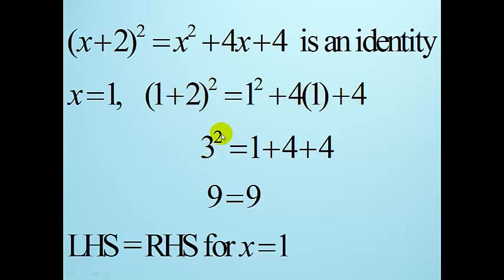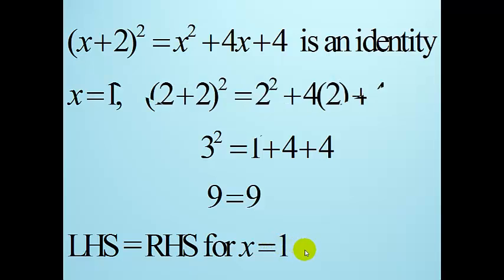So we have 3 squared on the left hand side, and 3 squared is equal to 9. Now 1 squared equals 1. 4 times 1 equals 4, plus 4. So 1 plus 4 plus 4 is equal to 9. So we can see that the left hand side is equal to the right hand side for x equals 1. Now let's take another value of x and see.